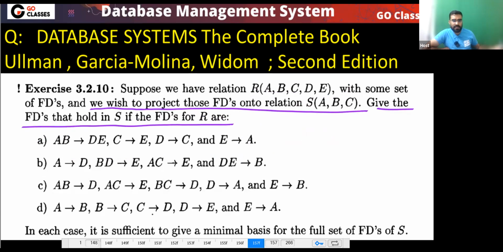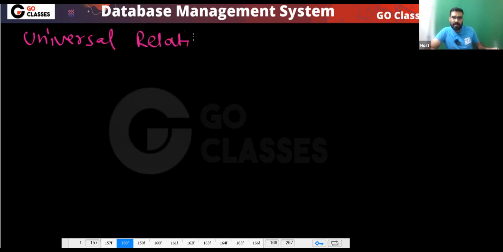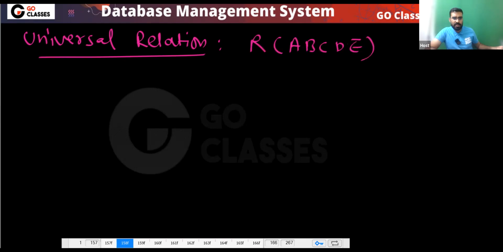This we have done, right? In dependency preservation we have done this. So what is this concept? The concept is very simple. You have a universal relation R, for example A, B, C, D, E. This universal relation R has some FDs. It has an FD set, and in this FD set you have many FDs, right?